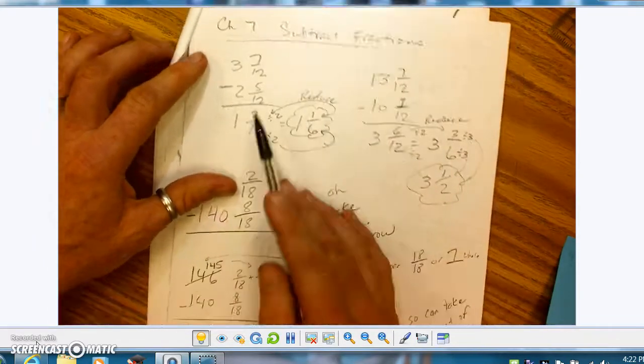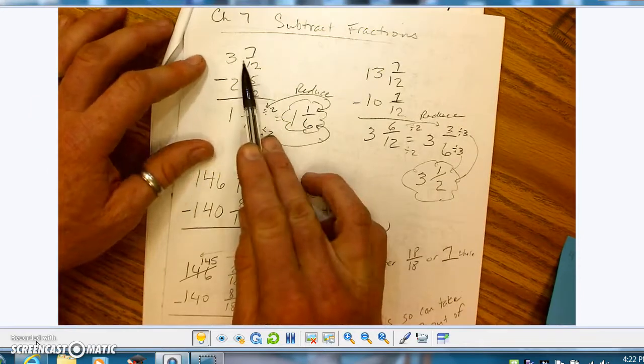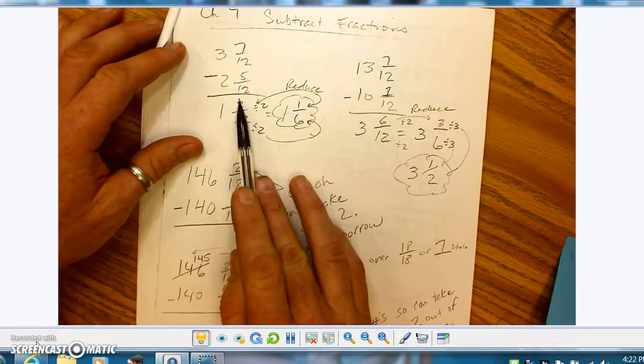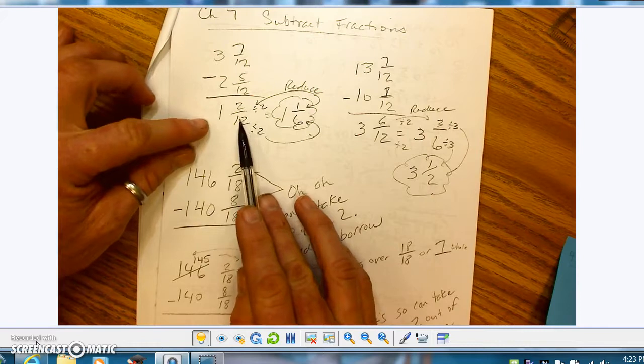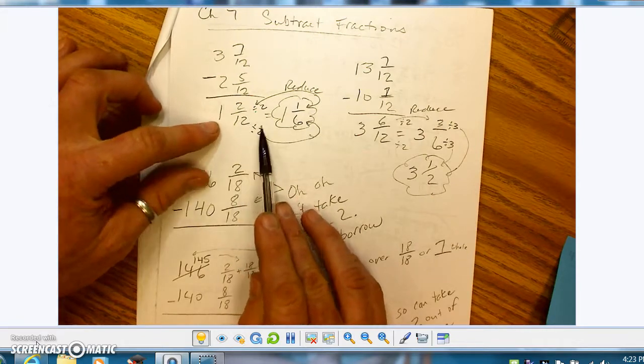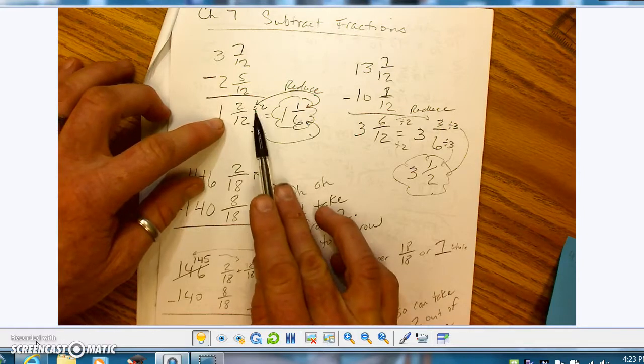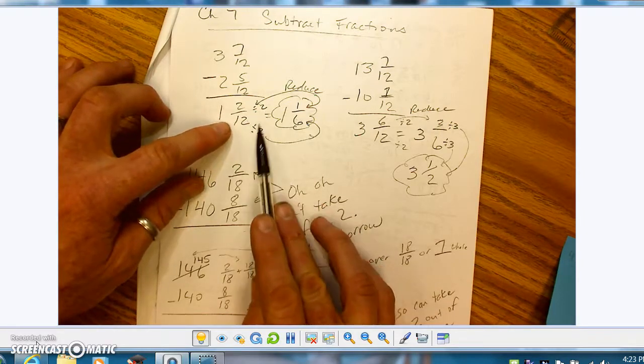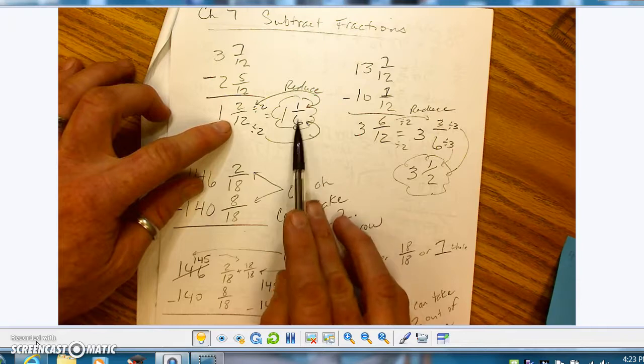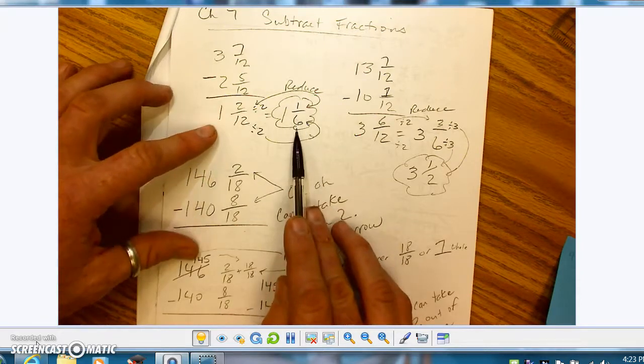Subtracting fractions, just like we did. 3 and 7/12 minus 2 and 5/12. That one's ready to go. So that's 1 and 2/12. The only thing you might want to do, well, you probably will need to do, is reduce. So you can divide the 2 and the 12 both by 2, and that gets you to 1/6. So it's 1 and 1/6.